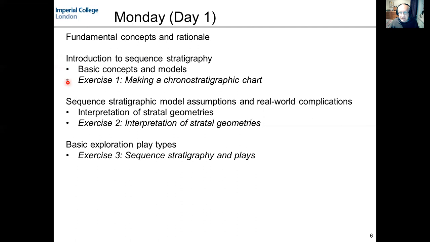So there's an introduction to sequence stratigraphy, the basic models and concepts. There's a little bit on the assumptions behind those models and where and when they're applicable and where and when they're not applicable. And then there's how we use those models: what's the predictive power of those models? Can we use them for hydrocarbon exploration? But more generally, how do we use them to predict the distribution of different rock types in the subsurface? And of course, that has applications well beyond petroleum exploration.